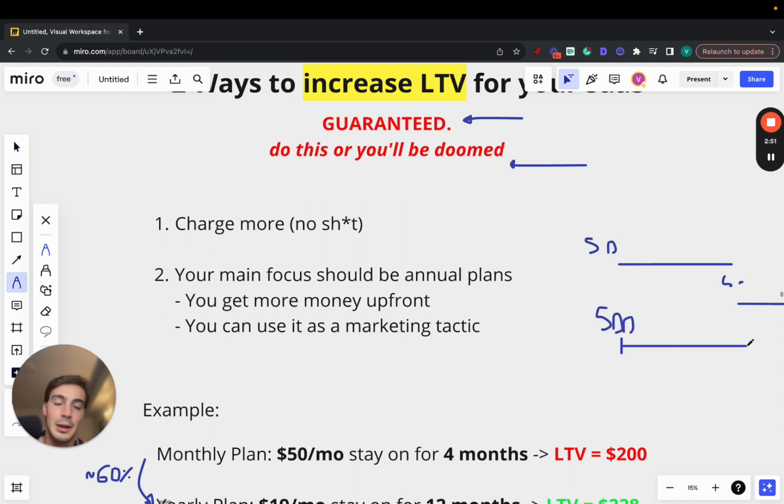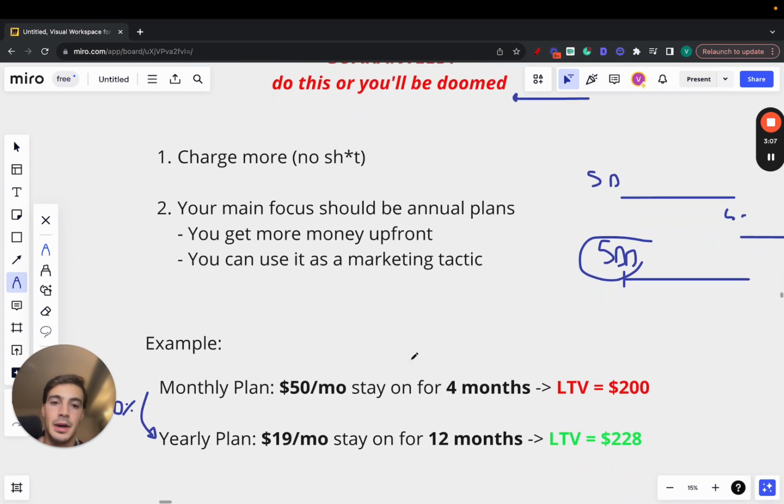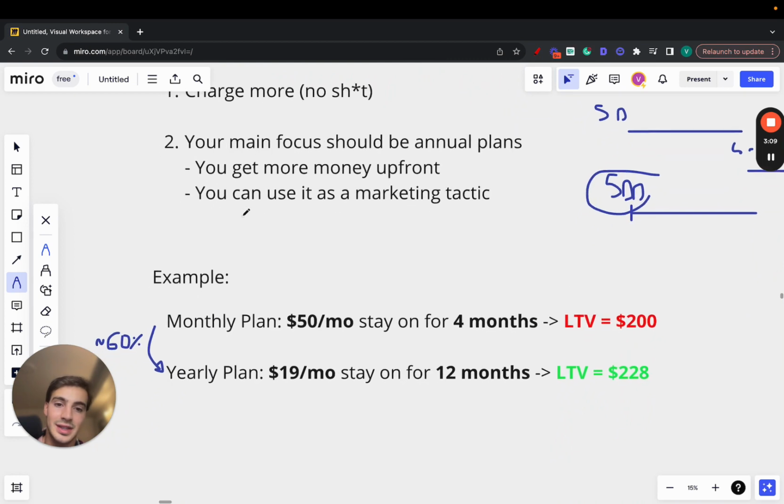They lock in today, they pay you today, so you have more money if you're investing in ads, in marketing, right? You have money up front to invest in acquiring more customers, right? You have more money up front, and it's better to have money today than money tomorrow, right? You want to have your money today, even if that means discounting it, right? And you can use this as a marketing tactic.